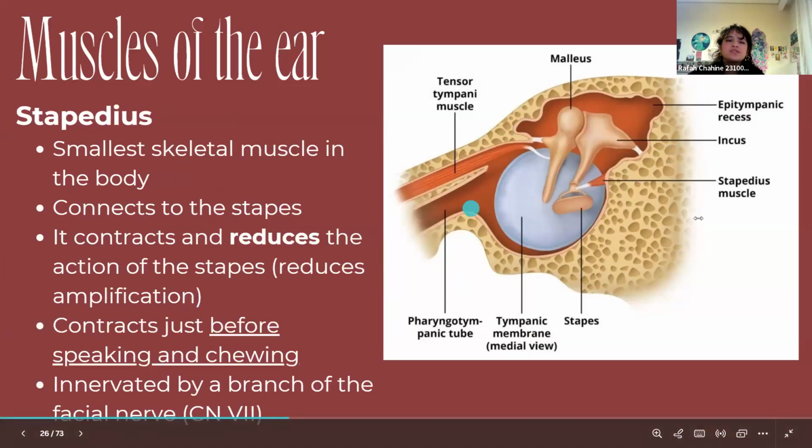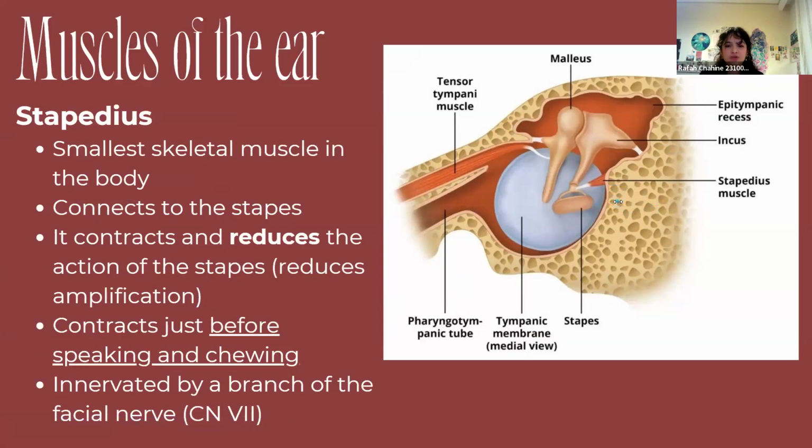But then we have the stapedius, which is attached to the stapes, and when it contracts, it stops the stapes from hitting on the oval window. When it does that, it reduces the amplification of sound, or the transduction of sound from the outer ear and the middle ear to the inner ear. And it is innervated by a branch of the facial nerve, or cranial nerve number 7. Okay, I hope that the muscles of the middle ear are clear.